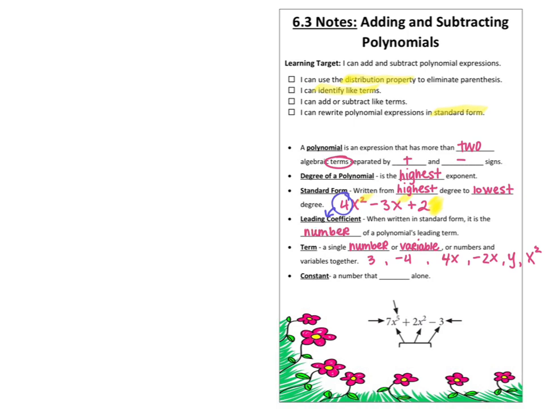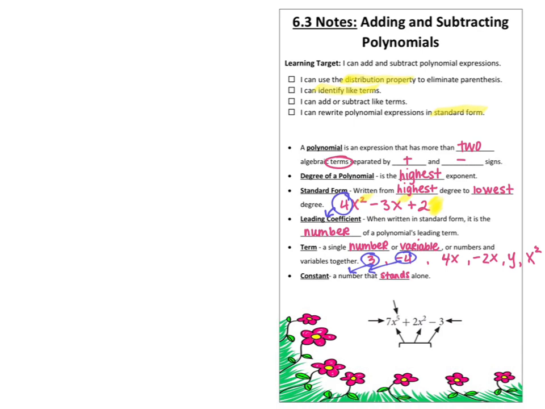And our last vocabulary word, what's a constant? We've talked about that before. It is a number that stands alone, like those examples I have up above, 3 and -4. Those are both constants. It's a number that is alone or stands alone.